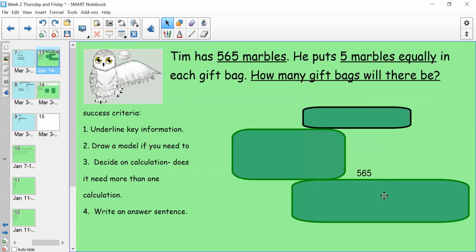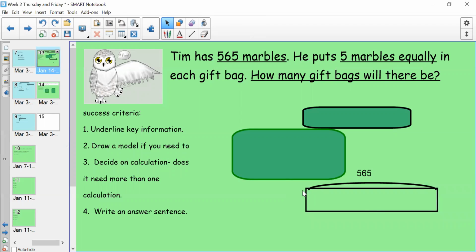So now if I had to draw a model, and I had to draw a bar model, I can see that my total amount of marbles is 565. And Tim is going to put 5 marbles into gift bags. So I need to work out how many gift bags there are. So that is going to be a division sum. So I'm going to have 565 divided by 5.